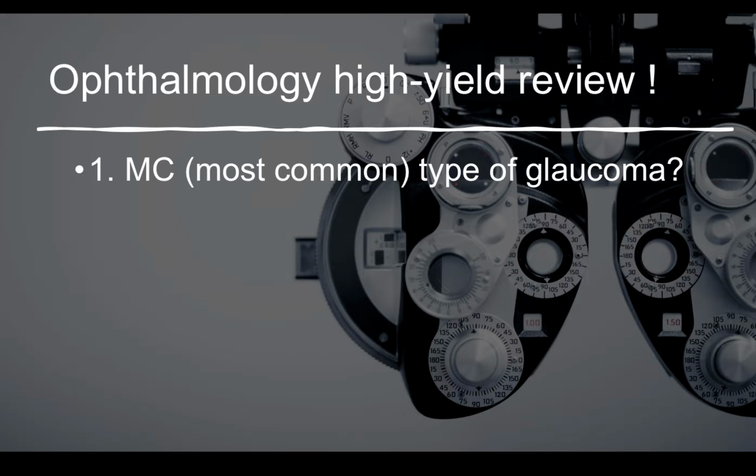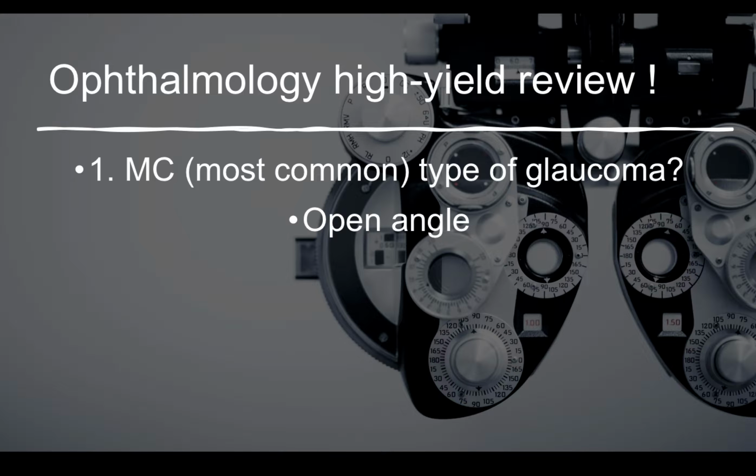Most common type of glaucoma. So you will encounter during your exam that they're going to ask you what's the most common, what's the next best step, what's the most common side effect of this medication, what's the mechanism of action. All of those are high-yield information that you should be familiar with to get higher scores. So the most common type of glaucoma is open angle glaucoma.